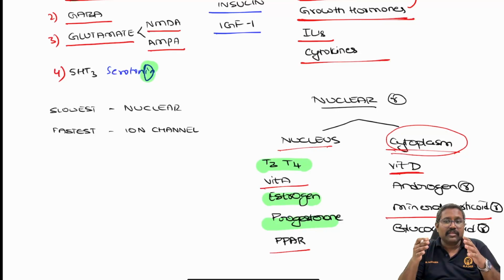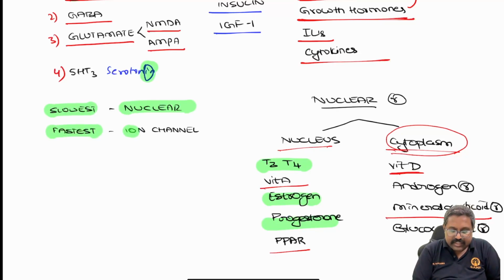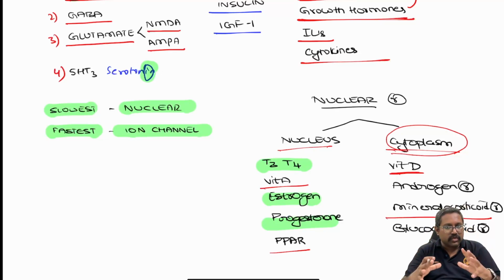Apart from that, one more very important question they are going to ask is which will act slowest and which will act fastest. The receptor which has the slowest action is the nuclear receptor, whereas the receptor through which the drug acts very fast is the ion channel receptor. This you should remember. Nuclear is very slow. Ions move very fast, so that's why ion channels have the fastest action. The nucleus remains in the center, so it takes some time to produce its action. Is that clear? Okay.